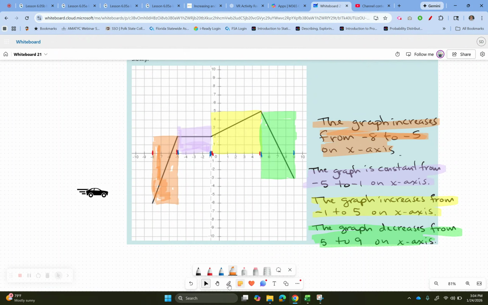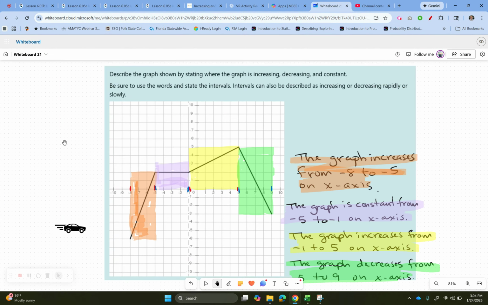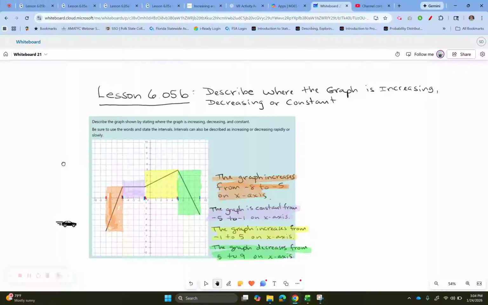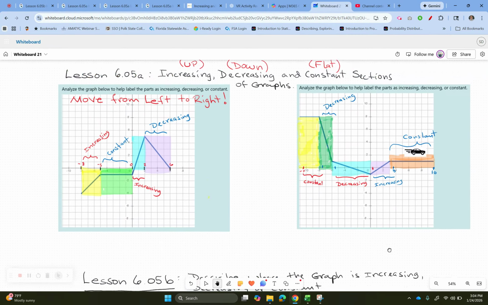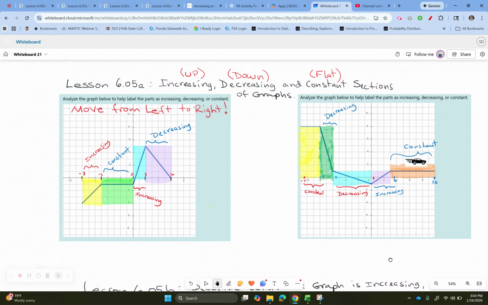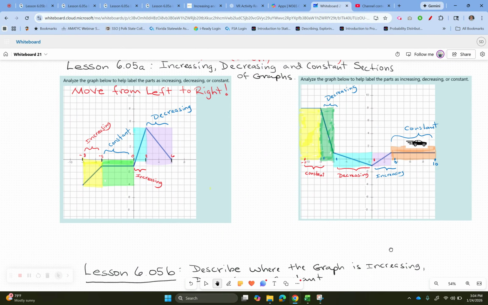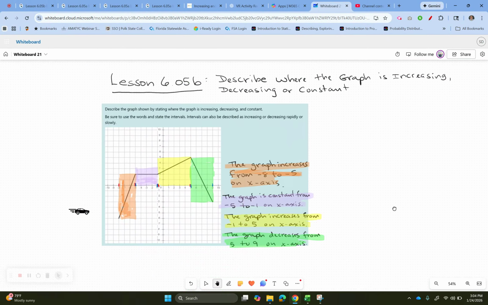All right. In this lesson 6.005B, we're going to do the same thing we did in the previous lesson about identifying sections that the graph is increasing, going up, decreasing, going down, or constant, being flat. So we're going to do the same thing.